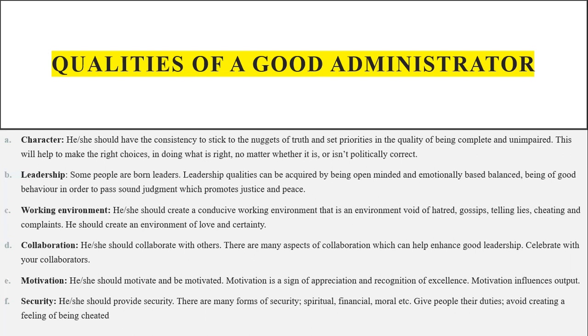So you have now security, which is the last. He or she provides security. There are many forms of security: spiritual, financial, and moral. Give people their dues. Avoid creating a feeling of being cheated.